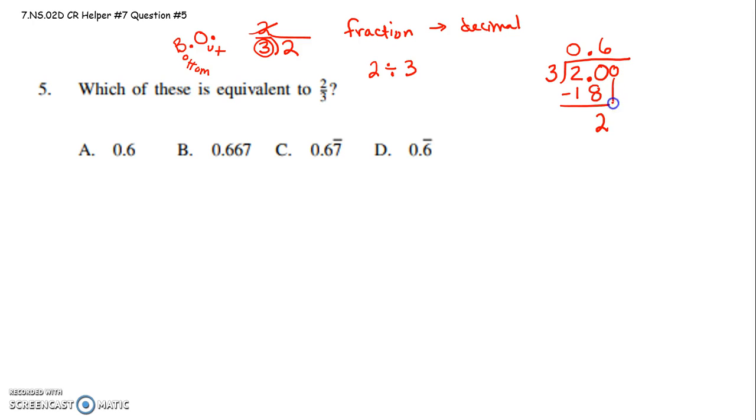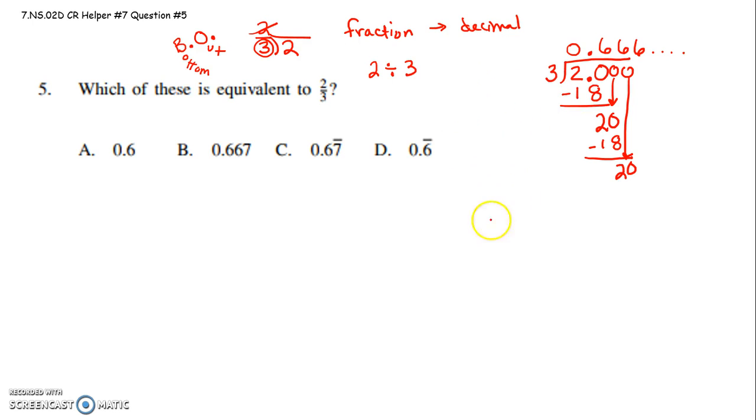Then we're going to bring down a 0. How many times does 3 go into 20? 6 times. 6 times 3 is 18. Subtract off, 20 minus 18 is 2. Ooh, bring down another 0. How many times does 3 go into 20? 6 times. Hopefully you can see this is going to be a repeated decimal.